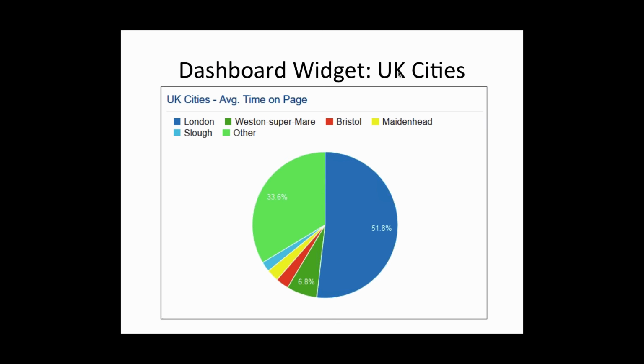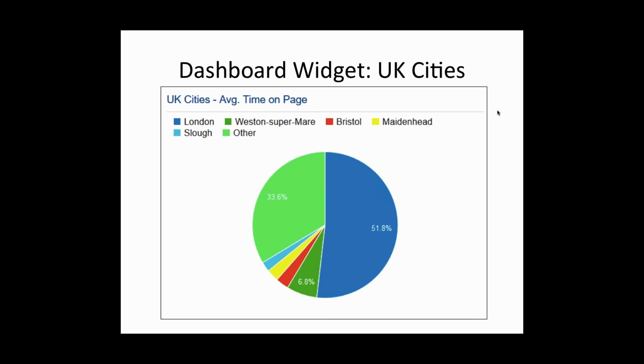Next slide, please. Okay, so the next widget concerns location. Now, I've run an example here of UK cities, but you can easily adapt this to look at different countries and continents if your reach expands that far. So again, it's a fairly standard widget that many of you will have seen before.